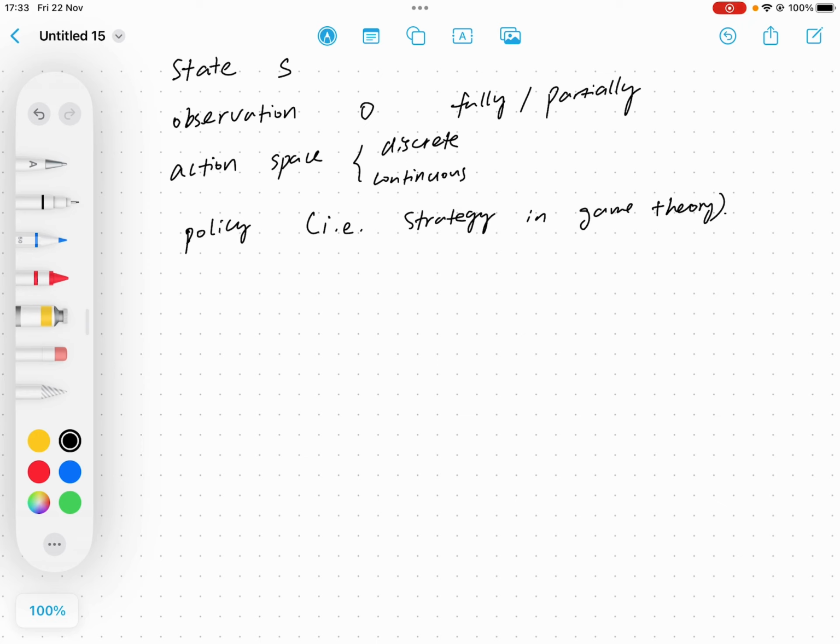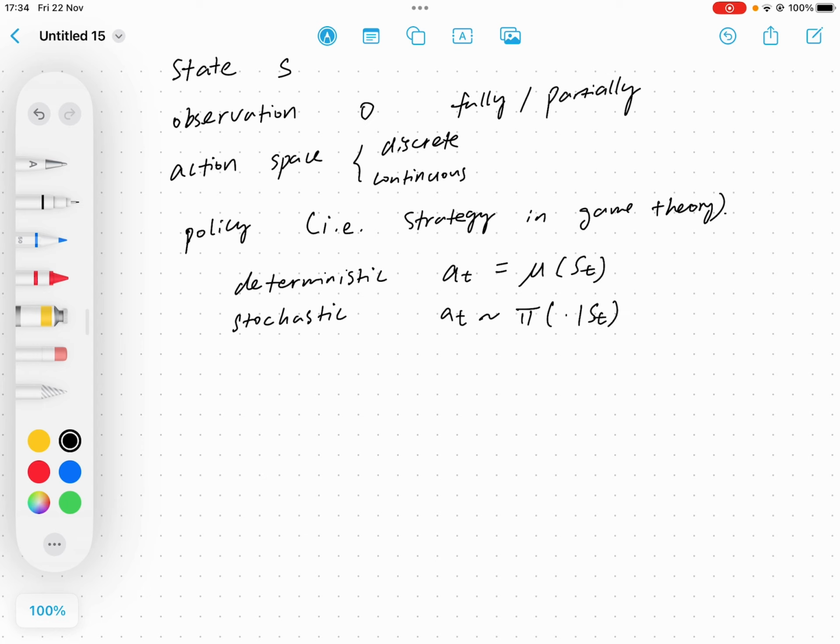And the policies could be deterministic or stochastic. If it's deterministic, then a_t would simply be some function of s_t. If it's stochastic, then a_t is randomly distributed according to some policy pi, which is some conditional probability given s_t, right?